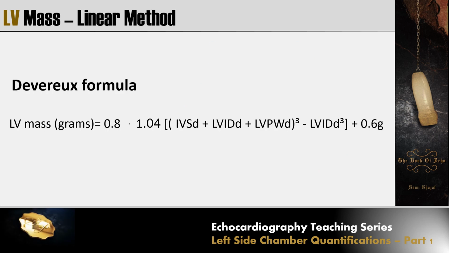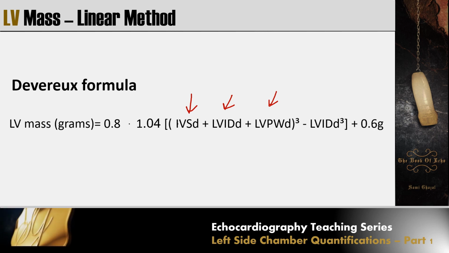So as just mentioned, the linear method to calculate the mass is very well validated, extensively studied, and easy to perform. The formula for LV mass is this. We call it the Devereux formula. So what we need to measure is the septum in diastole, LVIDD, the LV internal dimension in diastole, and the posterior wall in diastole. So this is what we need to measure, and the mass in grams will be calculated automatically.